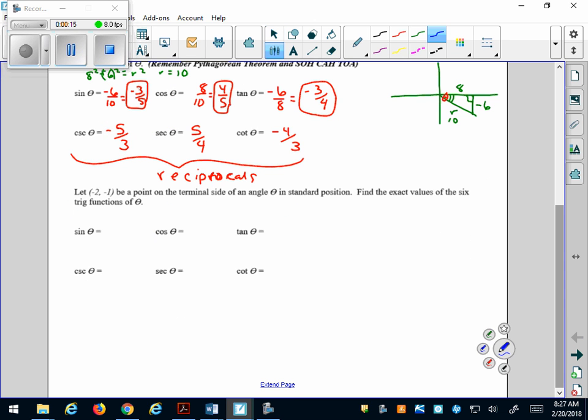If this is your point, -2, -1, you are on the coordinate plane back 2 and down 1. So back 2, down 1. Here's your right angle, here's your theta. So the length of this side is 2, the length of this side is 1. We're going to do Pythagorean theorem to get the radius. When you do that, you get that the radius is the square root of 5.